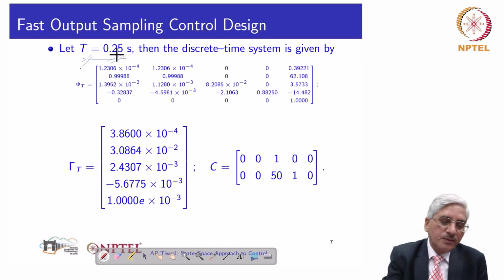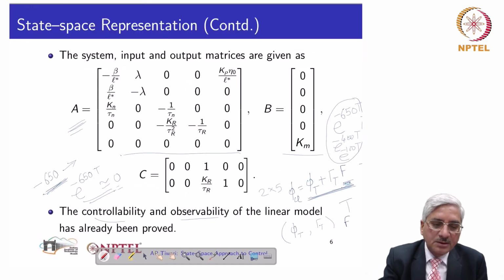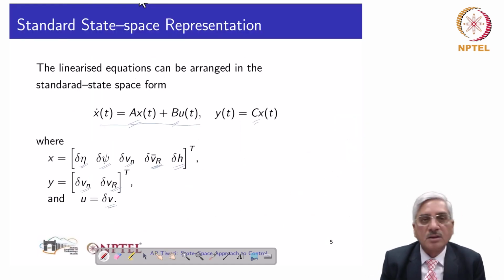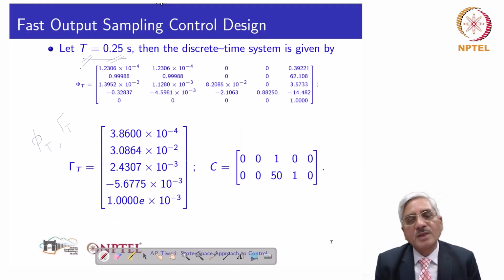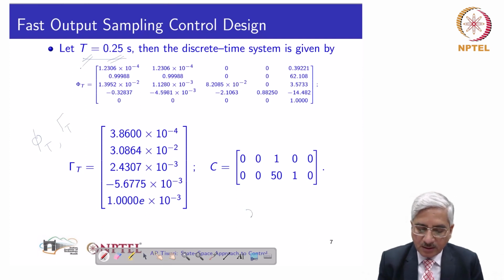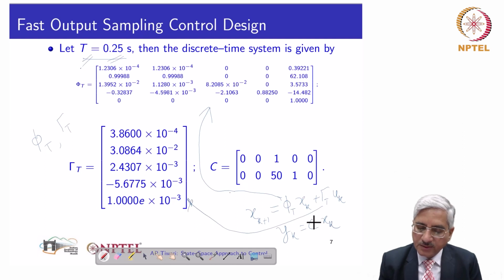And for that T, we obtain the system phi T, gamma T. For the continuous time system given here, x dot equal to Ax plus Bu, we obtain the discrete time system characterized by the matrices phi T and gamma T. The system is x(k+1) equal to phi T x(k) plus gamma T u(k). And of course y(k) is C x(k). So we have phi T given here, we have gamma T given here, and we have C given here.